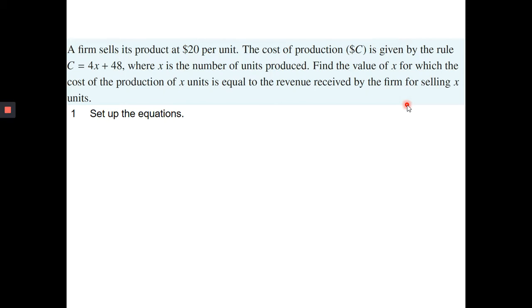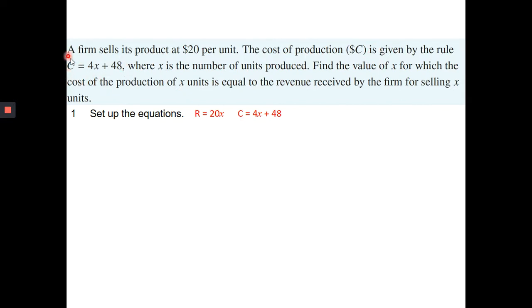Okay, so first off, we've got to set up the equations. So that's selling something. So that's their revenue. R is their revenue. You notice here they told us to use C for cost, but they haven't mentioned anything about the revenue here. So this is something that we've just got to practice and know. So if they're selling something for $20 a unit, they've told us that their X is the number of units. So for each unit they sell, their revenue, the amount of money they're going to make, is 20 times x.